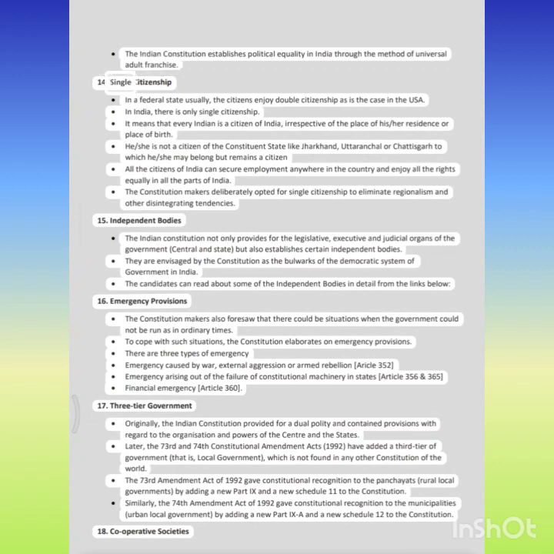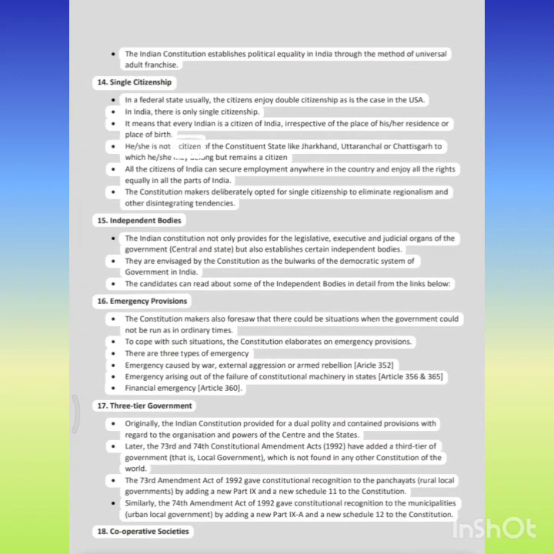14. Single citizenship. In a federal state usually, the citizens enjoy double citizenship as is the case in the USA. In India, there is only single citizenship. It means that every Indian is a citizen of India, irrespective of the place of his or her residence or place of birth.